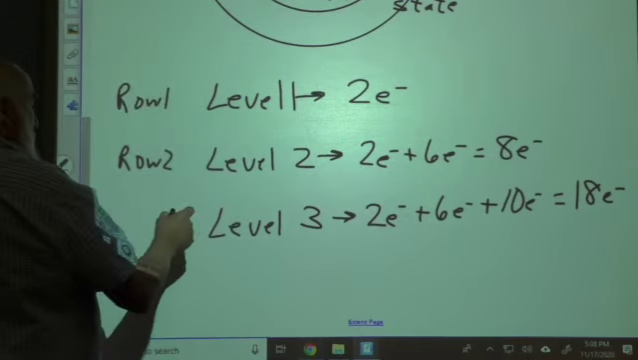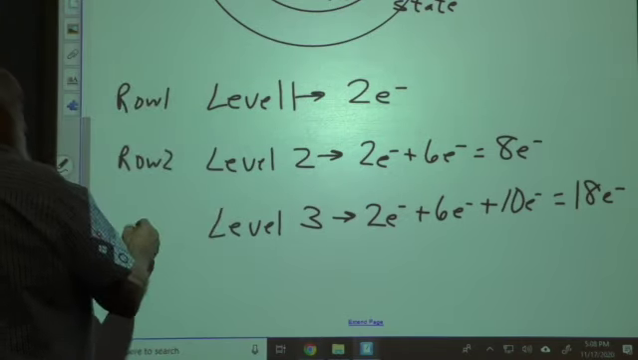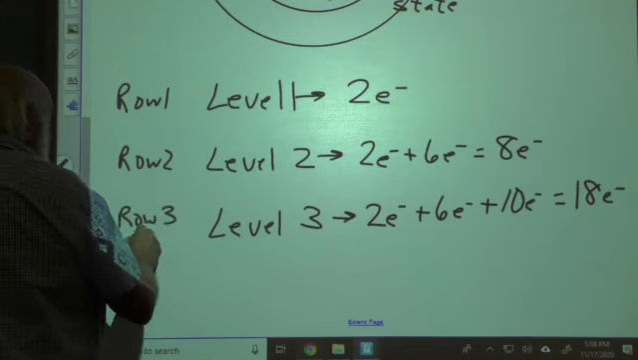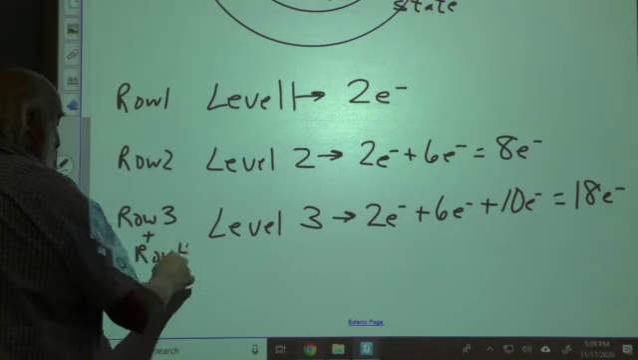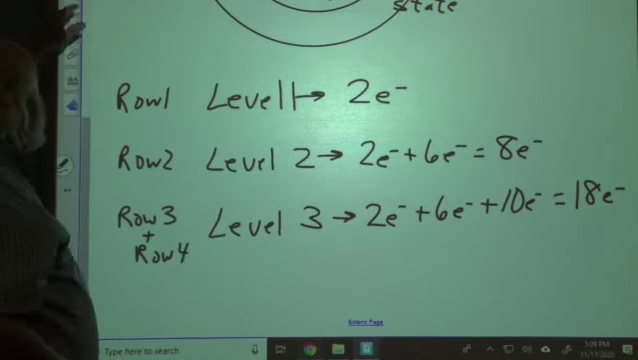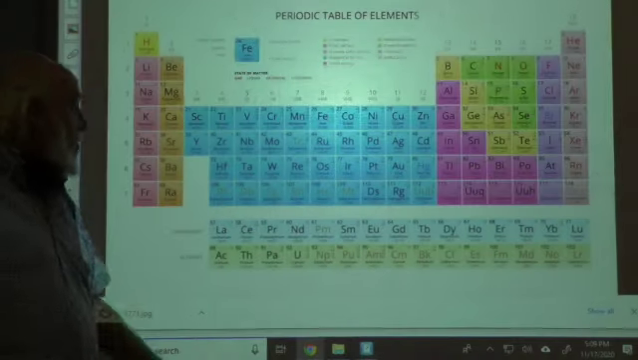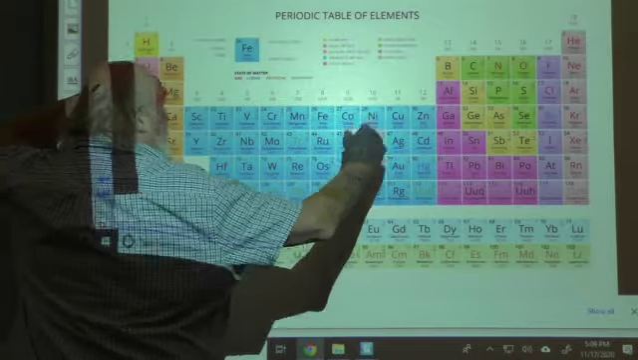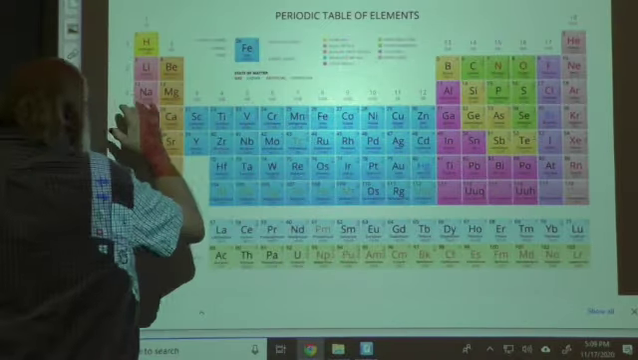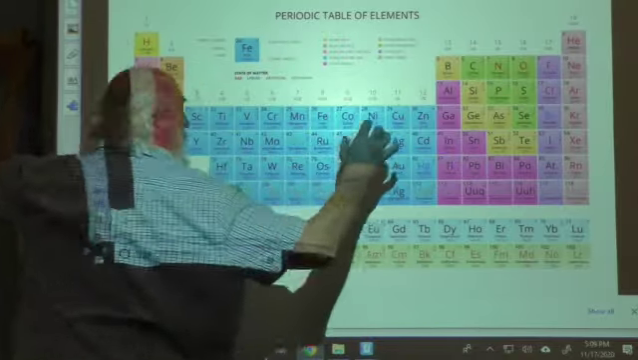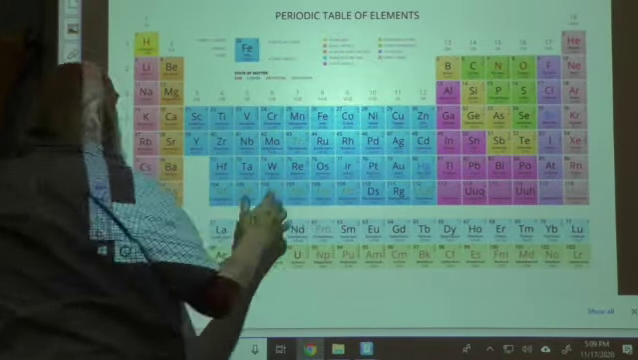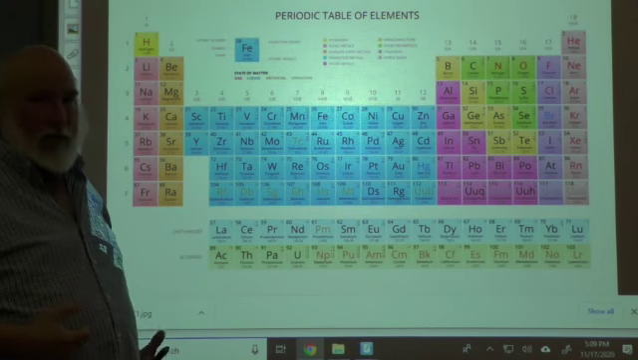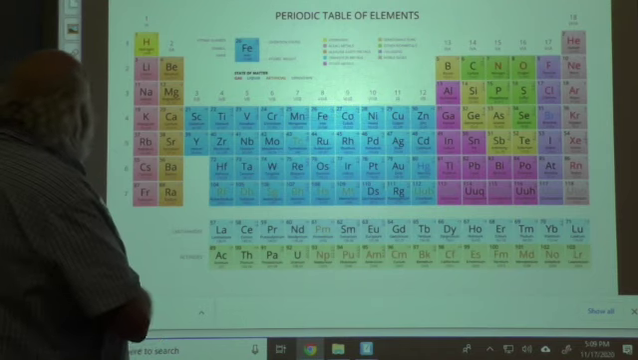Now, so this is level 3, found in row 3 and row 4. Both. Okay, so let's take a look one more time to make sure we understand that. This is found in row 4. These 6 are found in row 3. So we got 2 sections in row 3 and 1 section in row 4, but they're all considered 3rd level electrons. Okay?